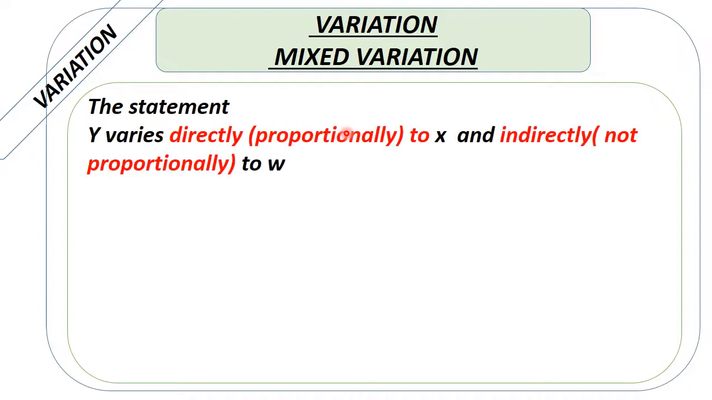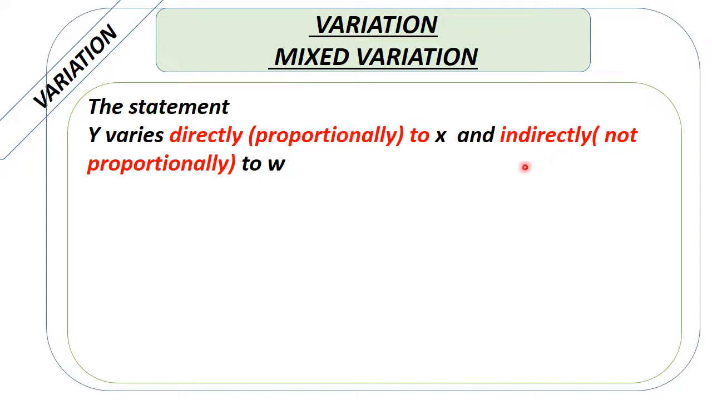So this is the last part of variation. We're going to take a look at what is called mixed variation. Mixed variation is where we have about three quantities, and we're going to have one quantity varying directly or proportional to the second quantity, and the same quantity varying inversely or indirectly or not proportional to another quantity, the third quantity. So what I'm trying to say is the statement y varies directly to x and indirect to w.